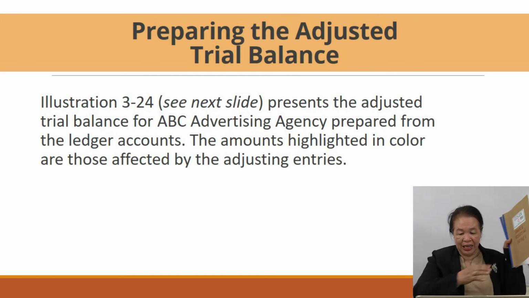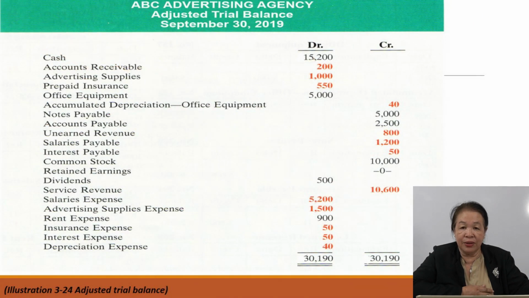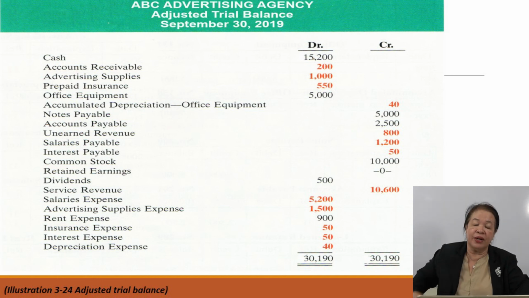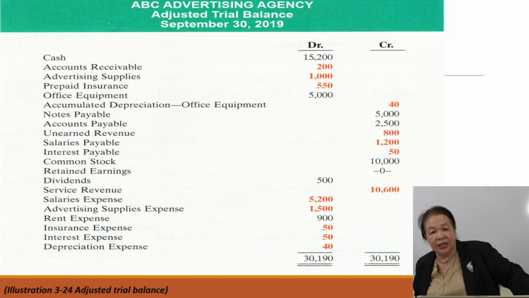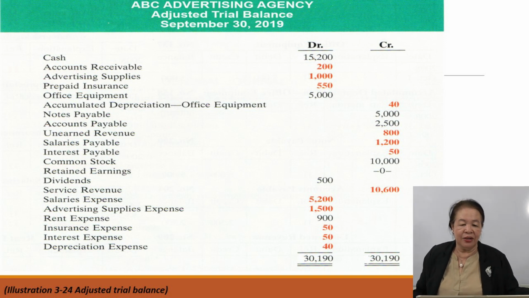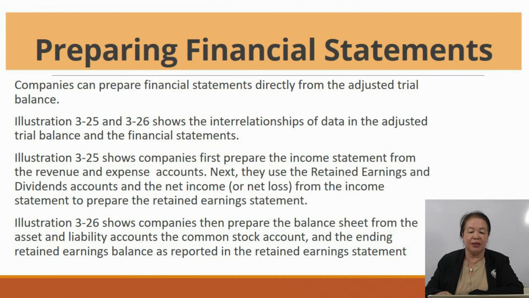Dito na yun nanggagaling, no? So, in preparing the adjusted trial balance, kukunin natin lahat ng debits at kukunin natin lahat ng credits. So, since adjusted na yung trial balance natin, how much is the debit? 30,190. And how much is the credit? Also 30,190. So balance, no? So after this, gagawa na tayo ng financial statement, no?